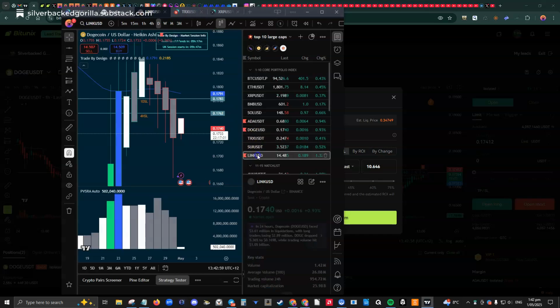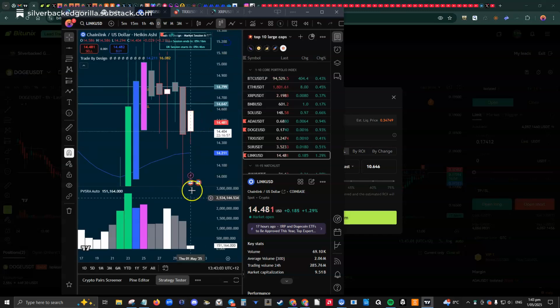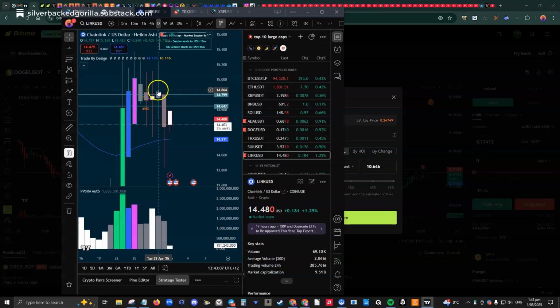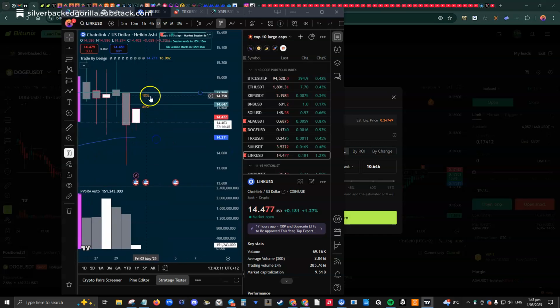Let's go to Link. Okay, and what do we have? You can see there's the 1 day stop loss up there. As you can see, this candle just closed bearish with a nice wick pointing down. We are still above the 50 EMA, but if that turns around, I'll get out of it there.